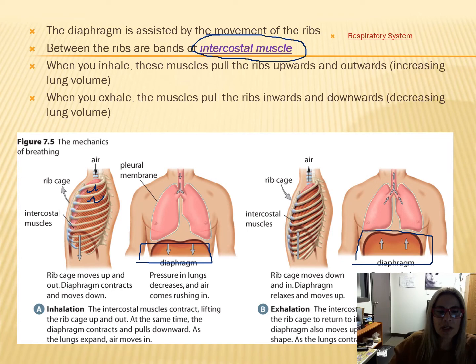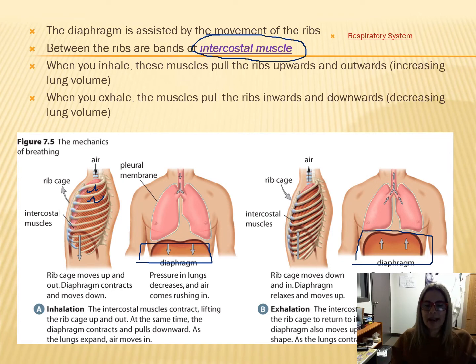The intercostals work with the diaphragm to help create those pressure changes that we talked about on the previous slide. When you inhale, the intercostal muscles contract, lifting the rib cage up and out. If you take a deep breath, you can feel that expansion of your thoracic cavity.